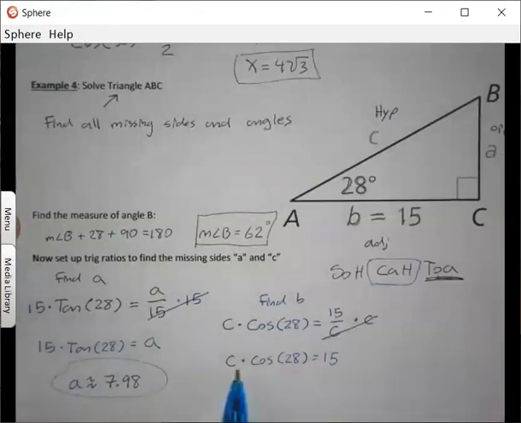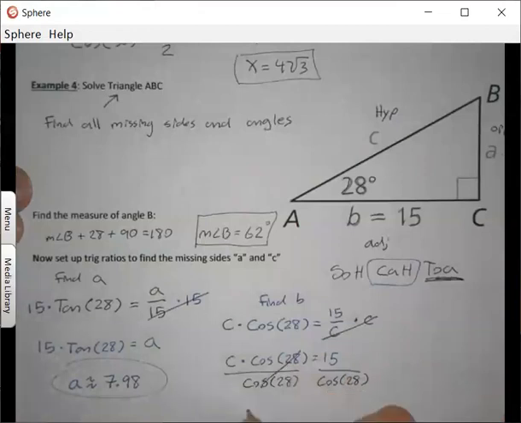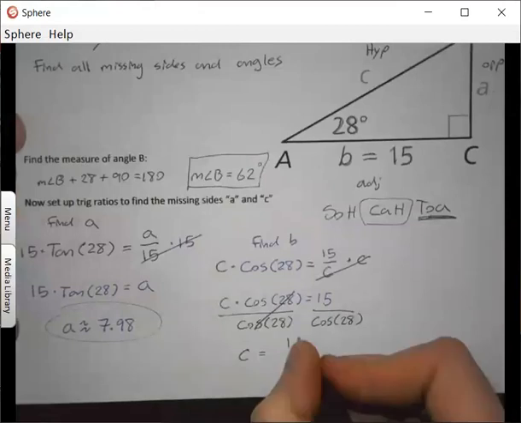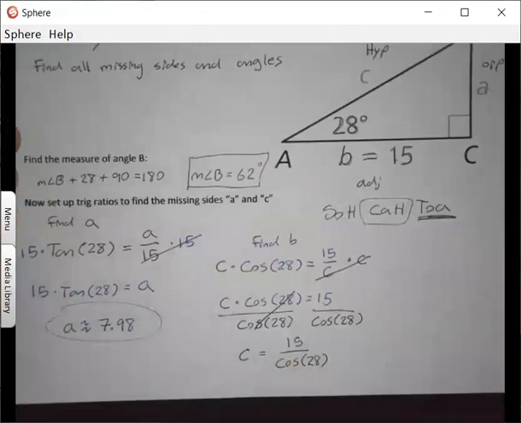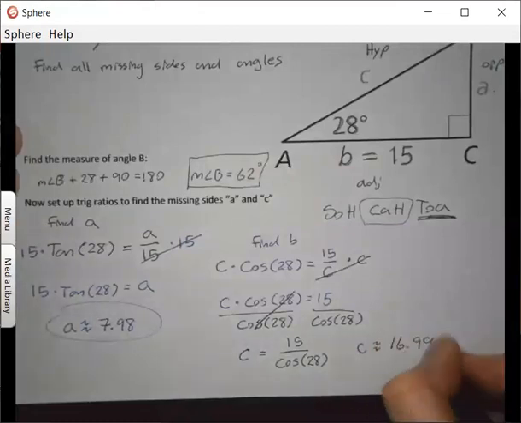We want to get C by itself, where the cosine of 28 is just a value, it's a number. So we can divide by that number. So C is going to equal 15 over the cosine of 28. And again, if you need an exact answer, that's it. We can plug this into a calculator and get an approximation. C is approximately 16.99.